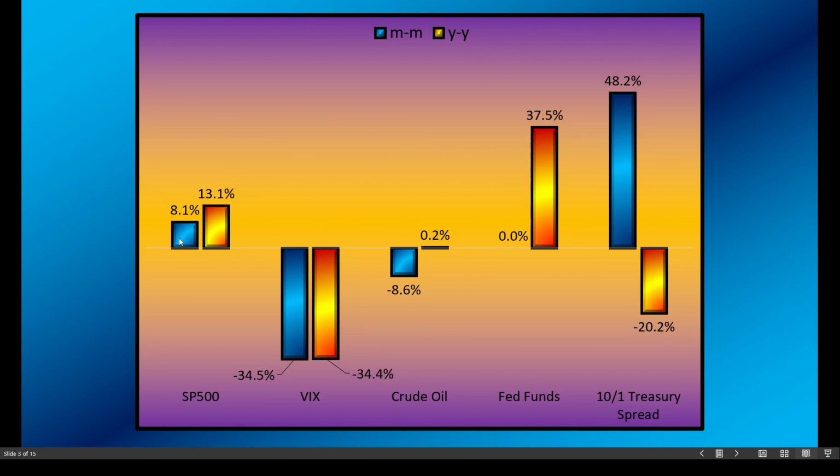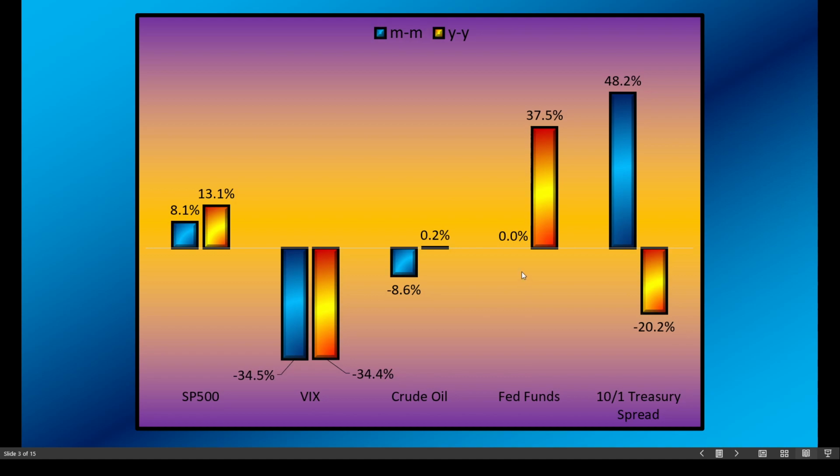The blue ones are month over month, the orange are year over year, and it shows us the different indices such as the S&P 500, which has been up 8.1% on a month over month basis, 13.1% compared to this time last year. The VIX, the volatility index, also known as the fear index, is down 35% on a month over month and year over year basis. Crude oil down 8.6% month over month, flat yearly.